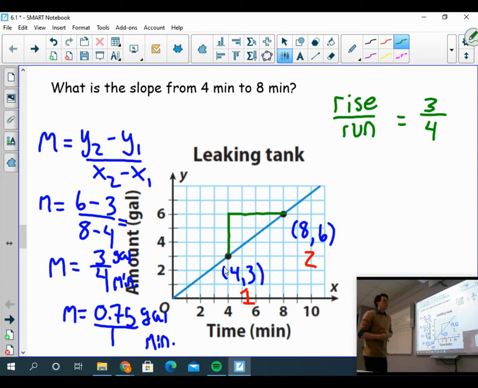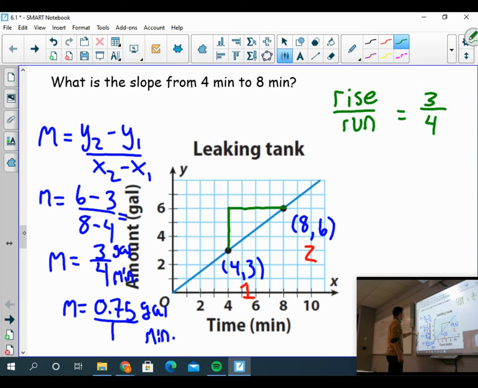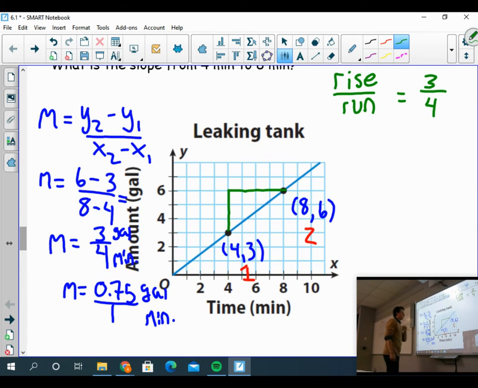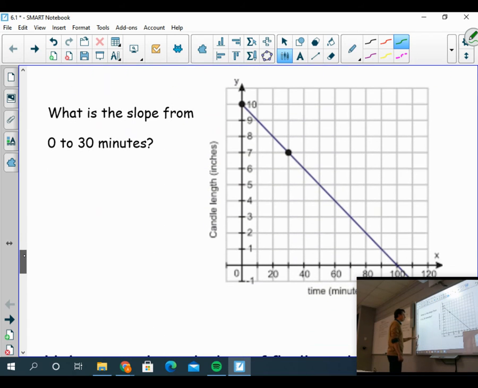And again, this exemplifies the fact that no matter our method of calculating the slope, we're going to end up with the same thing. Okay, we went up 3 over 4. Either way, we're interpreting the problem. We're saying 3 gallons of water are leaving the tank every 4 minutes, which is the same as saying 0.75 gallons are leaving every 1 minute.